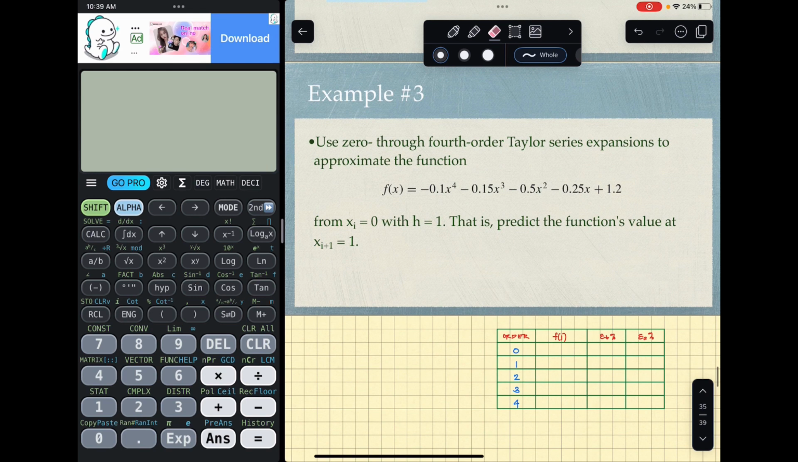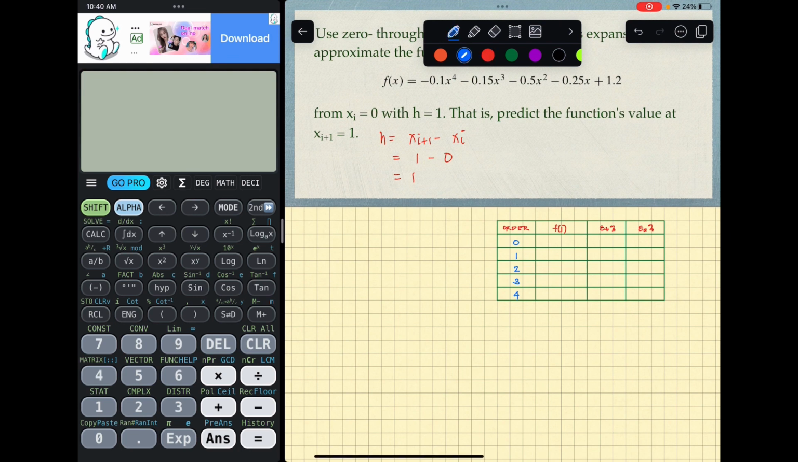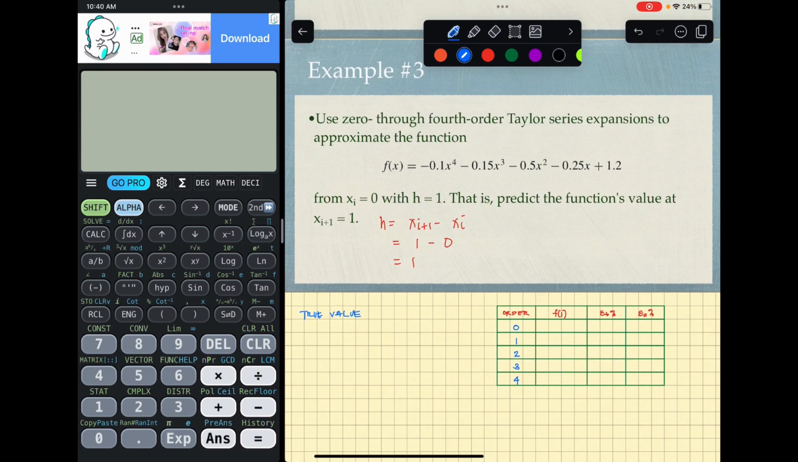So let's say we are given f of x, which is negative 0.1 x to the fourth minus 0.5 x cubed, and so on and so forth. We are given x sub i, the initial value, to be 0, and h is 1. Since x sub i plus 1 is already given, which is 1, we can even verify that h is x sub i plus 1 minus x sub i, which is 1 minus 0, still 1. In this case, we are to approximate f of 1. So what is the true value of f of 1?